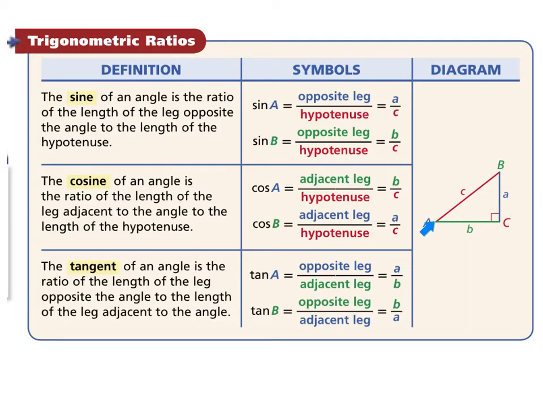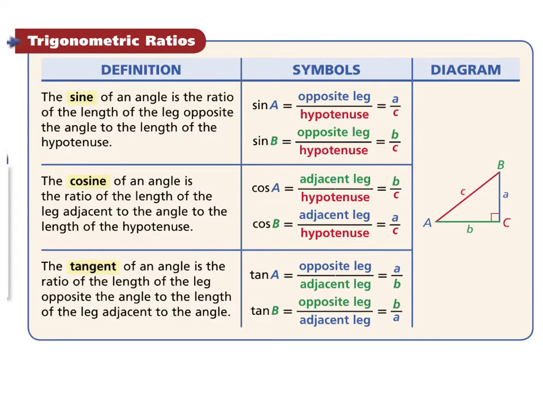So if we look at sine A, angle A is right here. The side opposite it is across. It's color-coded. So opposite over hypotenuse would be A divided by C. Sine of angle B, opposite over hypotenuse, would be side B over the hypotenuse C.